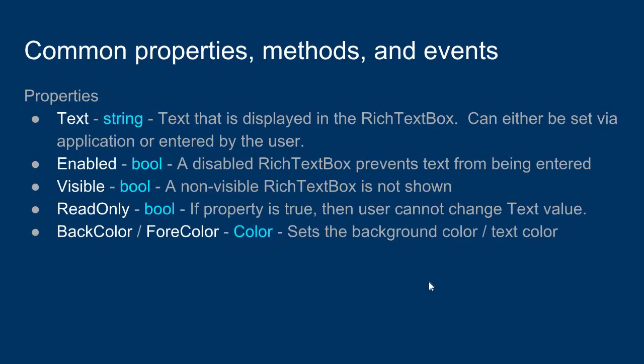Now the properties and methods of a rich text box are very similar to a regular text box. There is a text property that contains the string data type, and any string value that's put into the text property of the rich text box displays in the rich text box. And the text property can be changed either by the user or by the application. The rich text box can be enabled or not. A disabled rich text box prevents it from being interacted with.